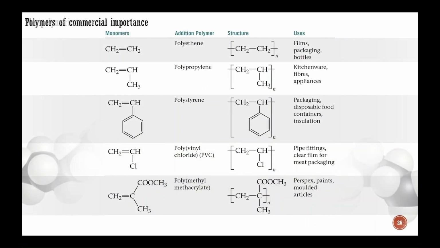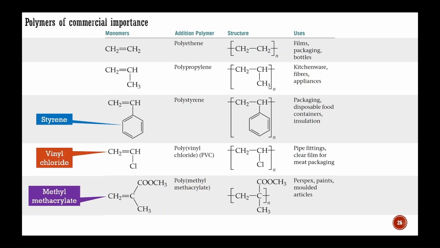In this table, you can see several other common polymers obtained by addition polymerization. The names of polymers are simply derived from the monomers used. For example, polyvinyl chloride is made from vinyl chloride. Polymethyl methacrylate is made from methyl methacrylate, and polystyrene is made from styrene.